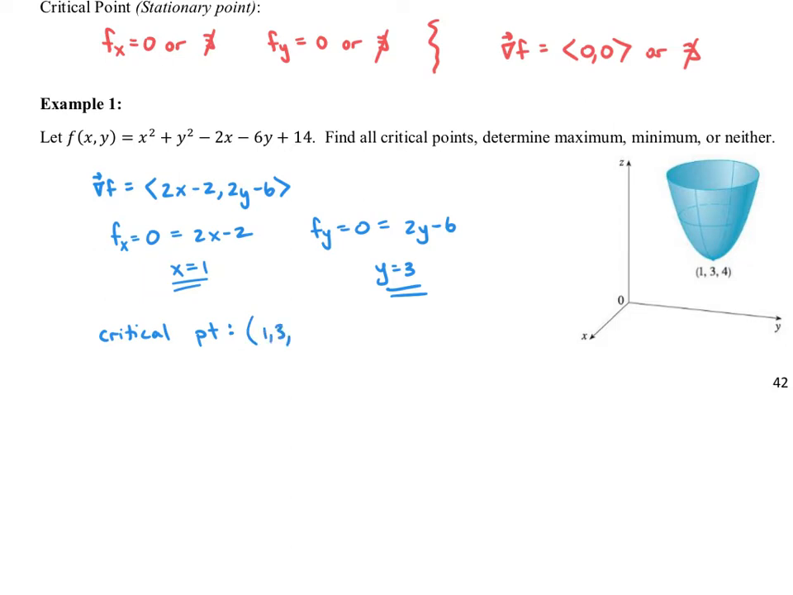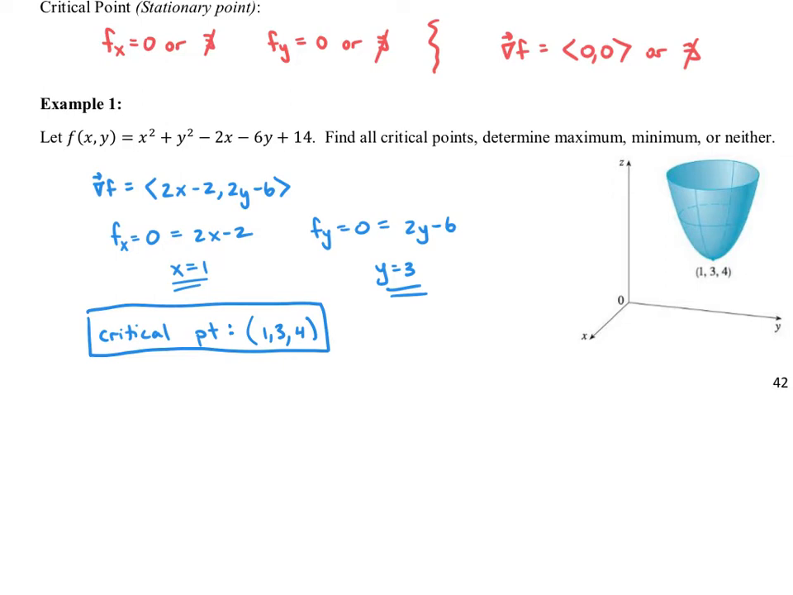Now if you were to plug in 1 for x and 3 for y, you would get a z value of 4. And so our first task is complete. We have found the critical point. Now the question is whether or not that critical point is a maximum or a minimum, or possibly neither, which we have a name for. We'll discuss that in a minute. So in this case, what I would do is think about the equation itself.